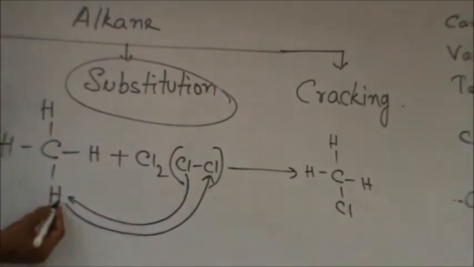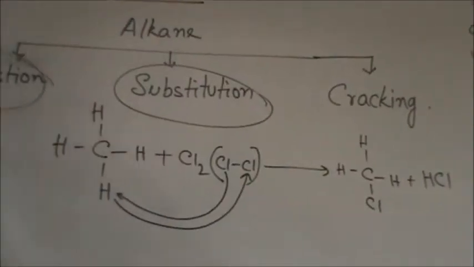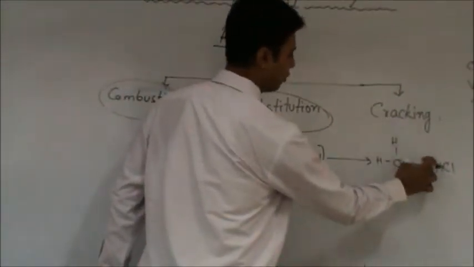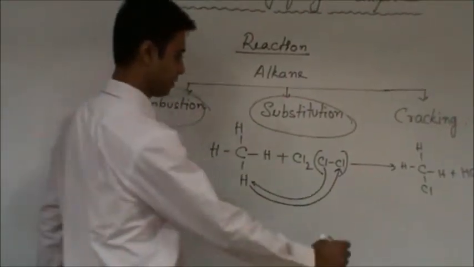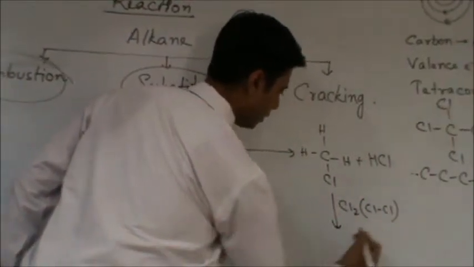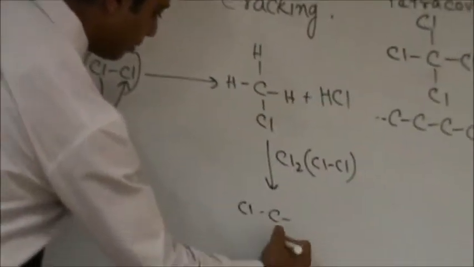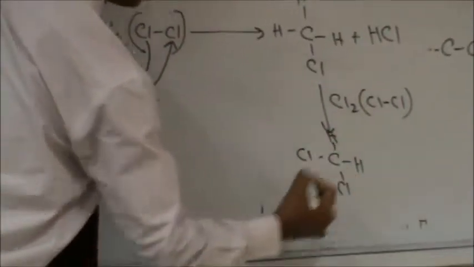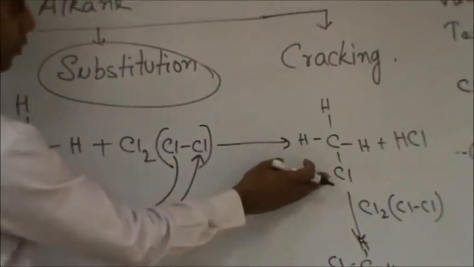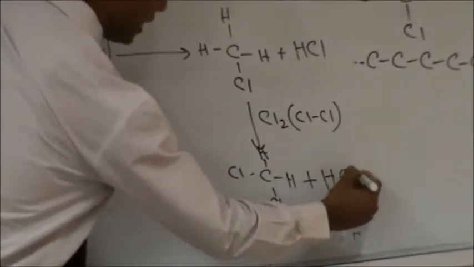The hydrogen that was substituted combines with the other chlorine atom, forming HCl. In the presence of excess chlorine, all of the hydrogen atoms will be substituted by chlorine atoms. In the second phase, the second hydrogen atom can be replaced by another chlorine atom, giving rise to dichloromethane. The first one was monochloromethane, the second one is dichloromethane, along with the release of HCl.